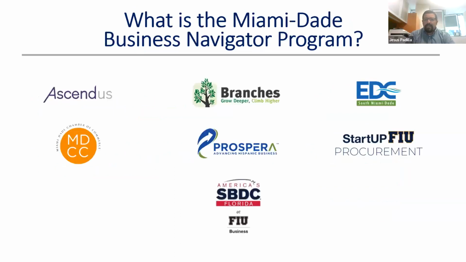Along with the Florida SBDC at FIU, we also have 6 other organizations to assist you as well. We have Ascendis, Branches, the EDC of South Miami-Dade, the Miami-Dade Chamber of Commerce, Prospera, and SARPA FIU Procurement. All of these 7 organizations are able to assist you at no cost to you if you're looking for access to capital, the microloans. There we go, I got a shout out. De La Prospera. There you go.